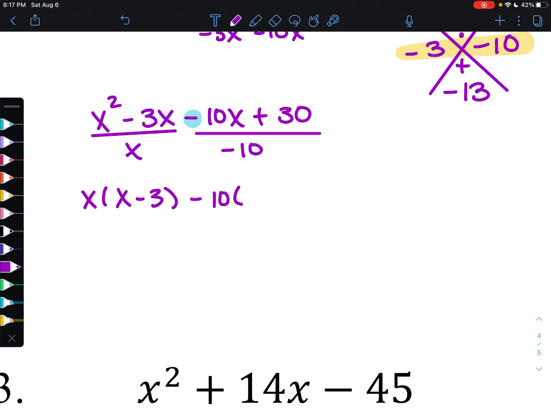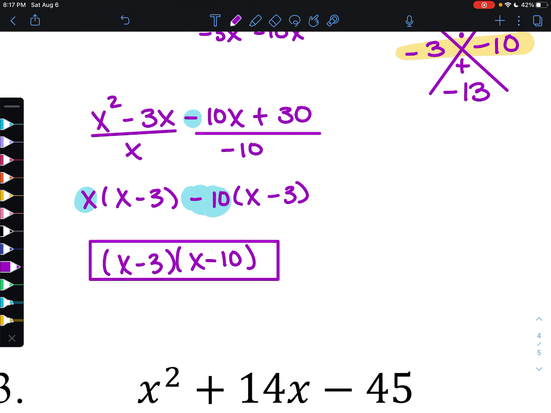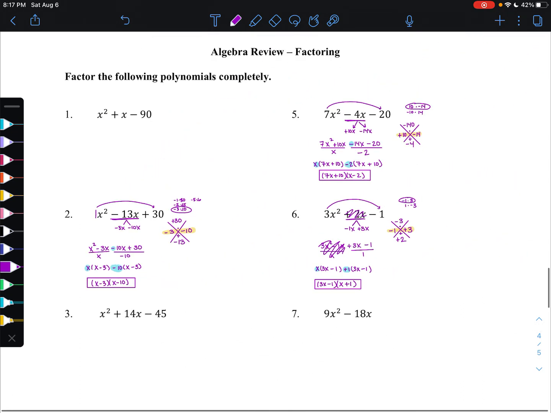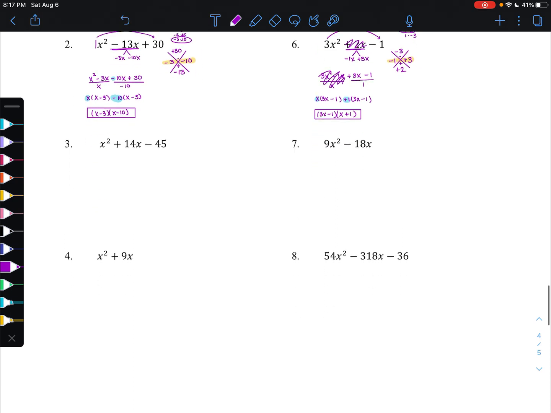This will be a negative 10. That leaves me with a positive x and a negative 3. The 2 parentheses match, which is great. And then I take my leftovers, which are on the outside, which were my original GCFs, and I make a set of parentheses with that. Okay, so that's how we do factoring by grouping.